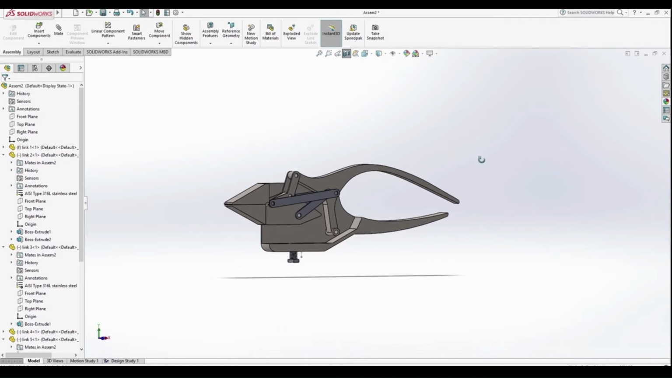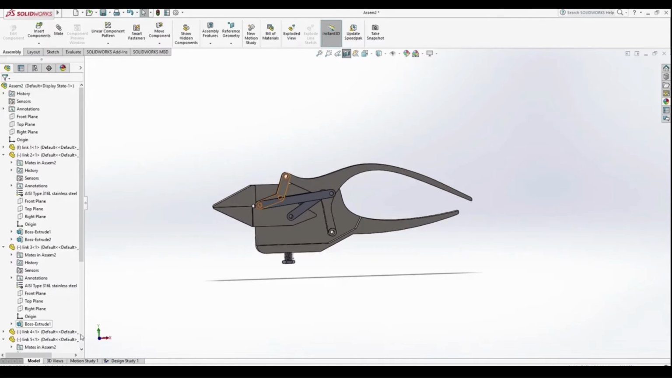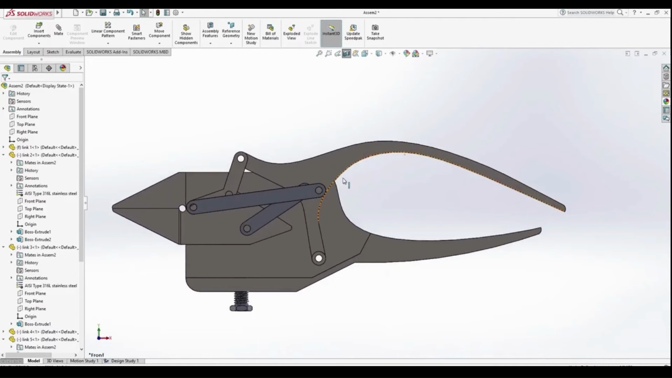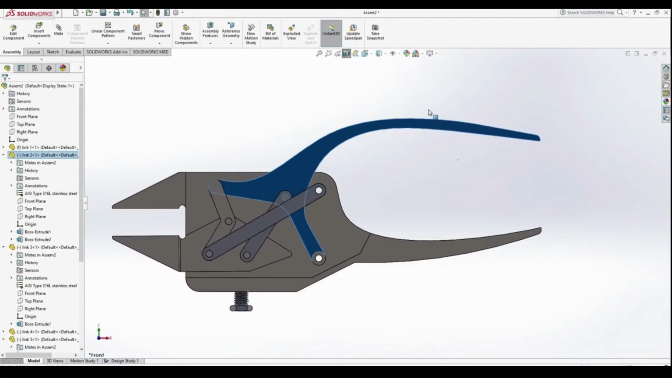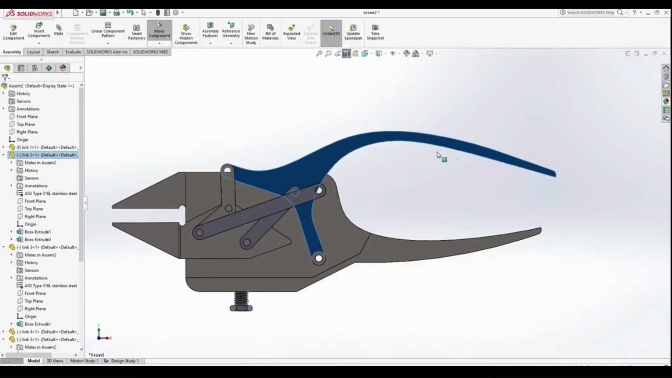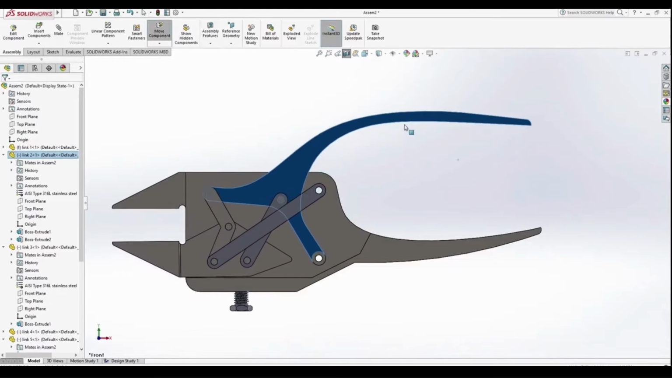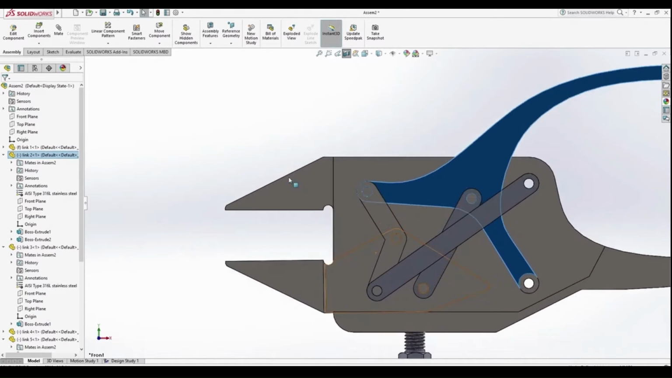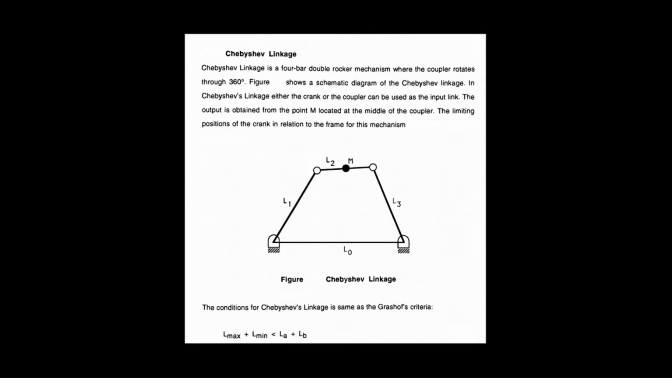In this video we will be describing how to synthesize and make a simulator for the parallel jaw pliers. Here, we are identifying the Chebyshev 4-bar mechanism in the chain which is used for straight line generation of 1 point of the latch. Now the question arises: what is the Chebyshev 4-bar mechanism? We say the Chebyshev 4-bar mechanism is a 4-bar double rocker mechanism.